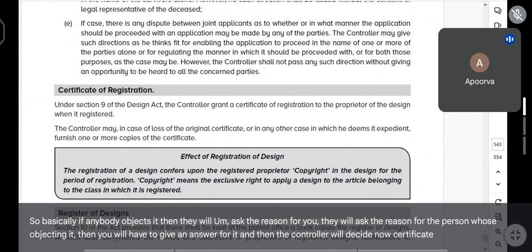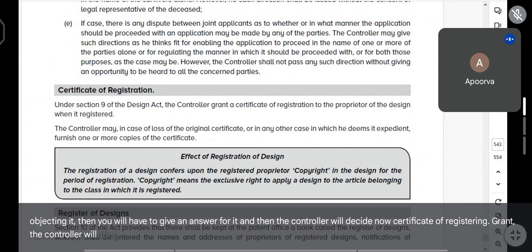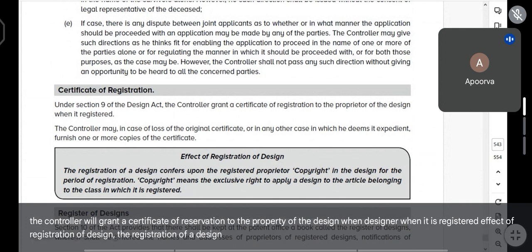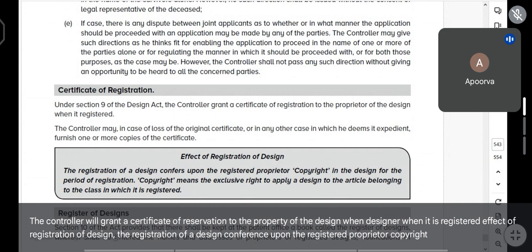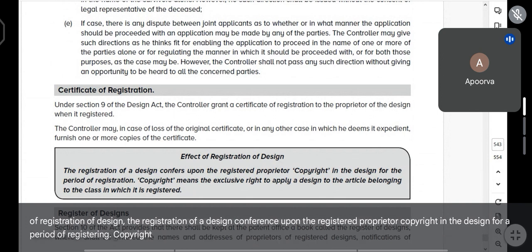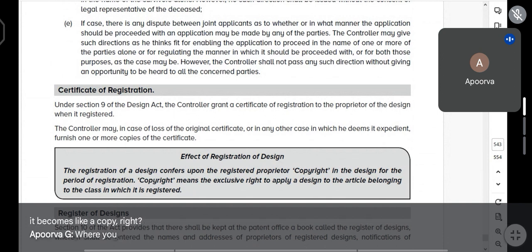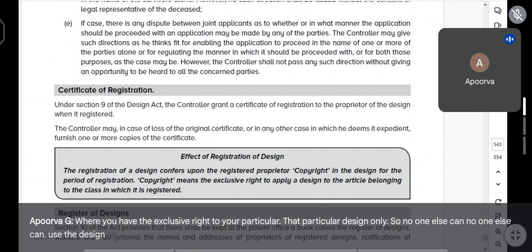Now, certificate of registration. The controller will grant a certificate of registration to the proprietor of the design when it is registered. Effect of registration of design: the registration of a design confers upon the registered proprietor copyright in the design for a period of registration. Copyright means the exclusive right to apply the design to an article belonging to the class. So basically, it becomes like a copyright where you have the exclusive right to that particular design only. So no one else can use the design other than you.